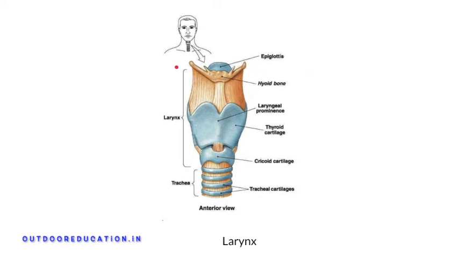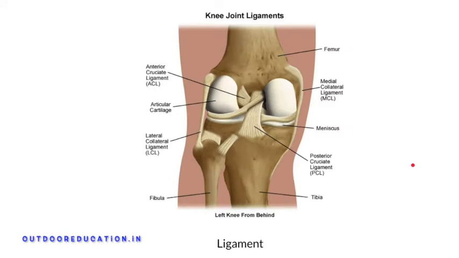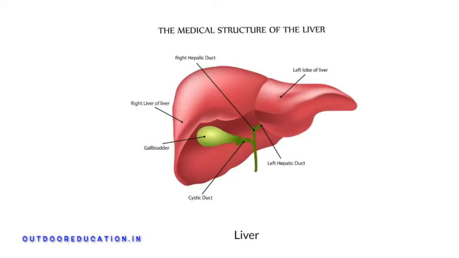Larynx, as you can see on the screen here, this is the voice box. Ligaments. Ligaments are the tissue that connect bone to bone. Liver. This is the largest organ in our body which produces bile to assist in breakdown of fats and in the metabolism of various substances.